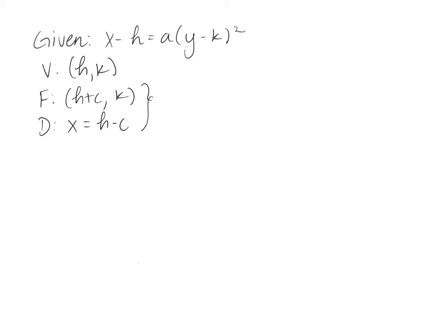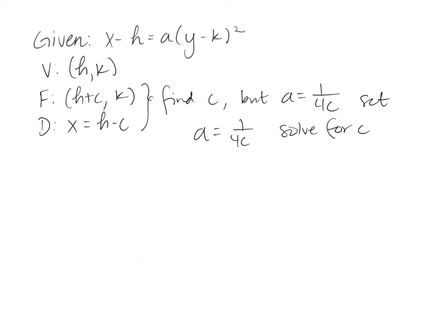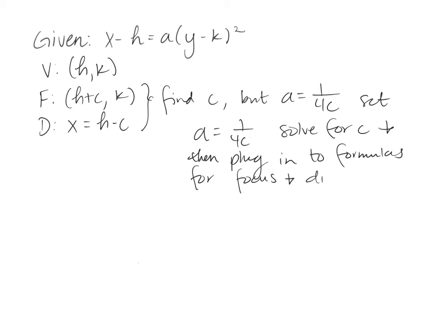So what we need to find is c. But we remember that a is equal to 1 over 4c. So we set a equal to 1 over 4c, solve for c, and then plug into the formulas for focus and directrix, okay? And then the axis of symmetry is just reading off the y-coordinate of the vertex, okay? And that's how you find it given the equation.